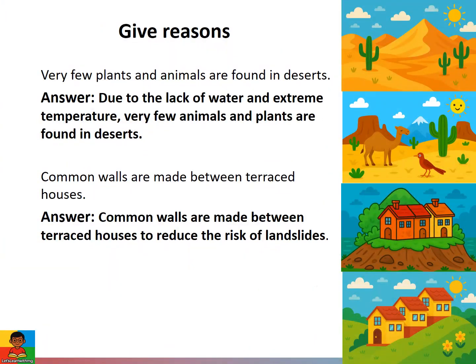Give reasons. Very few plants and animals are found in deserts due to the lack of water and extreme temperature. Common walls are made between terraced houses to reduce the risk of landslides.